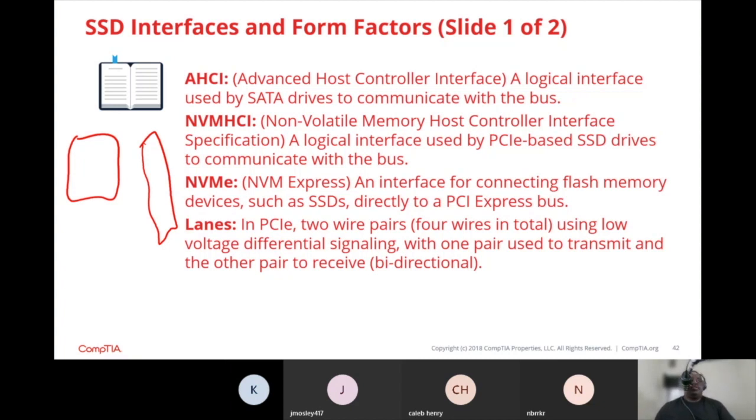Let's see if I can show you. Does it show a picture of them? They look more like RAM, the Express chips, like a RAM module. Yeah, it almost looks like RAM.